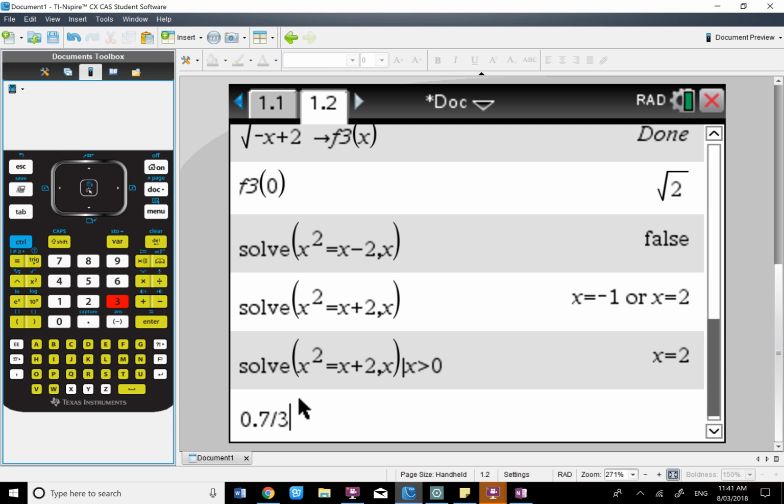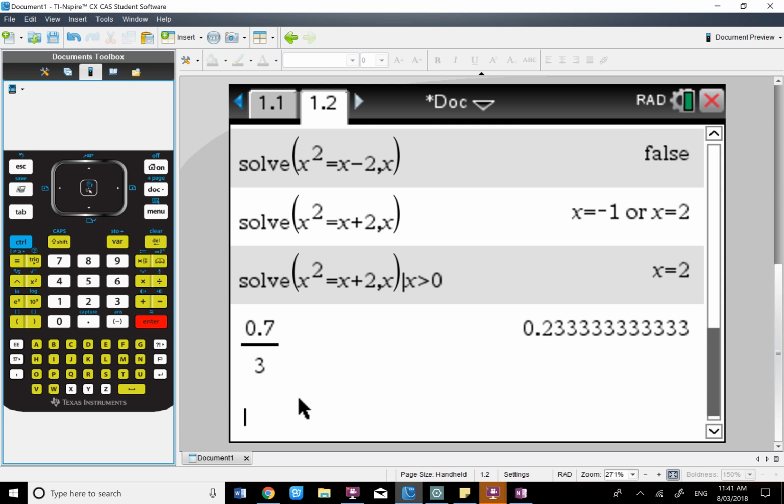I want to calculate this. You know, this is not a divisible number, right? And my answer will be 0.233. It's not giving me the exact, it gives me the decimal. Why is it like that? Because I put 0.7. Because I put a decimal, it will tend to give me a decimal.